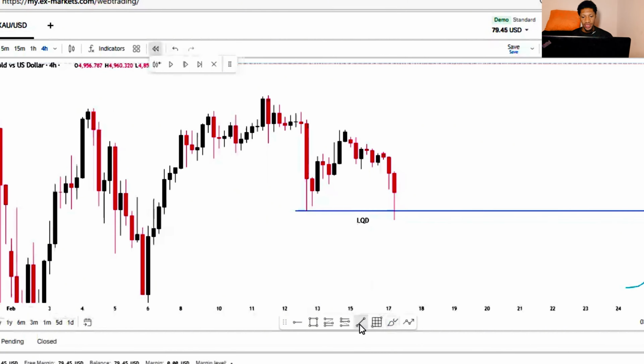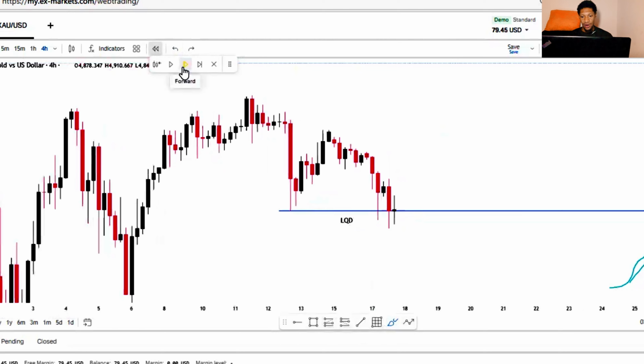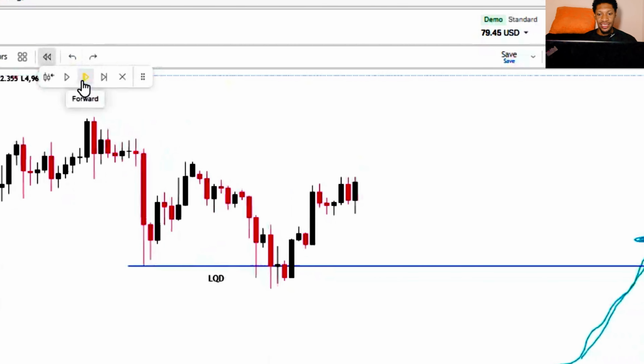Then we understand one thing, that whenever we see a sweep of liquidity, the next thing is a continuation to the opposite direction that liquidity was taken out. So a lot of people might think that this is a breakout. No, it's not. It's a liquidity grab. Then you start seeing the market start moving to the upside. So now you can see how the market starts moving to the upside.